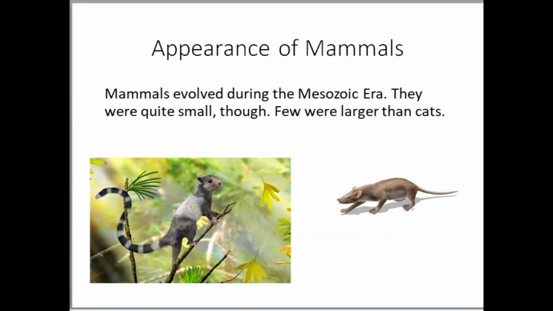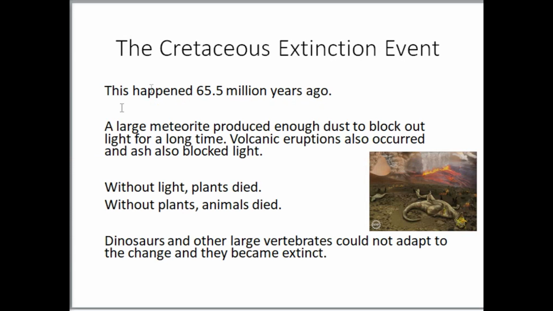In the Mesozoic era, we started to have mammals, which were starting to evolve. They were pretty small though. There were very few that were larger than cats, and there were these rat-looking, squirrel-type things. Okay, so mammals came about in the Mesozoic era, and then right at the very end of the Mesozoic era, we had the Cretaceous extinction event.